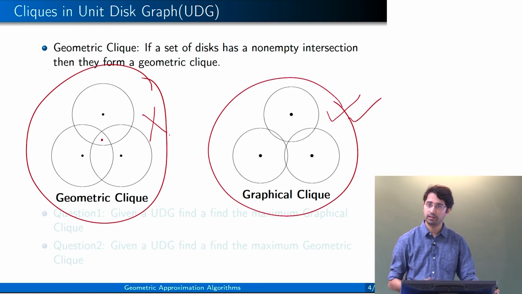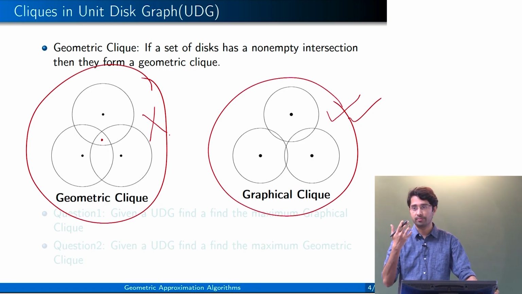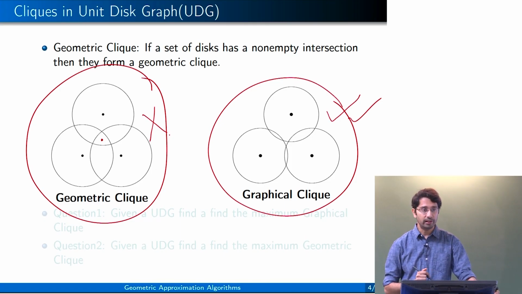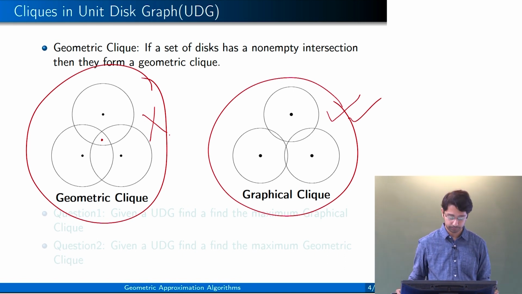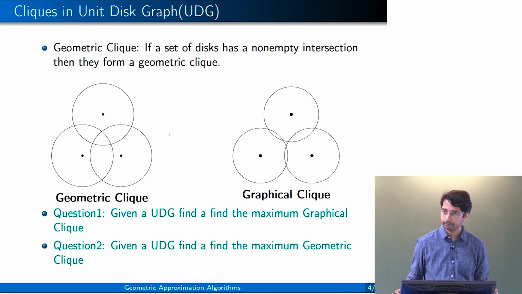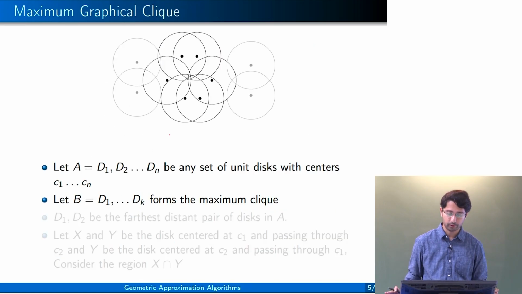So, what is our objective? We are given a unit disk graph and the unit disk representation, and we would like to find the maximum clique in this graph.